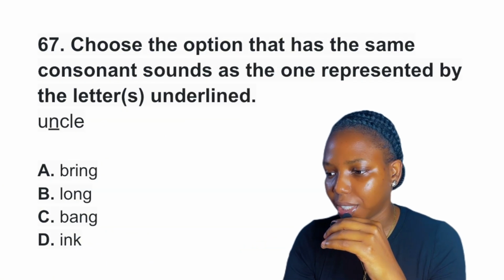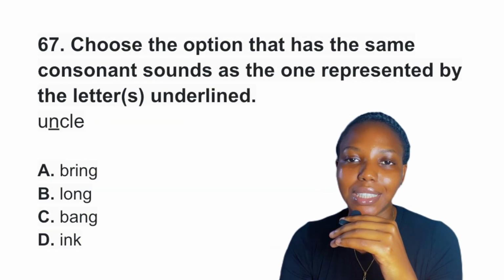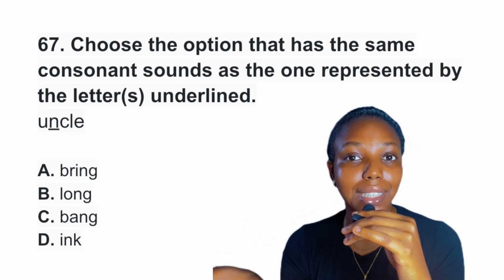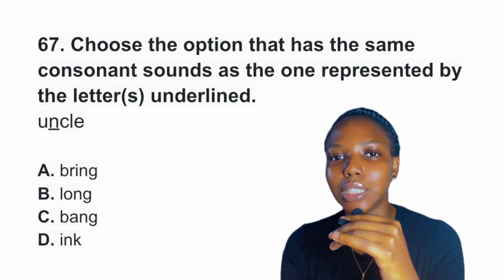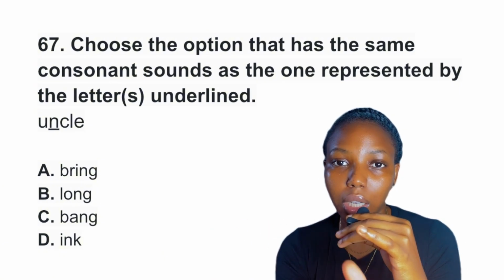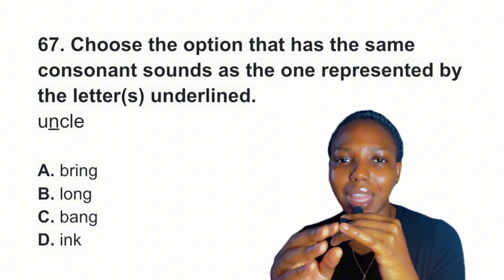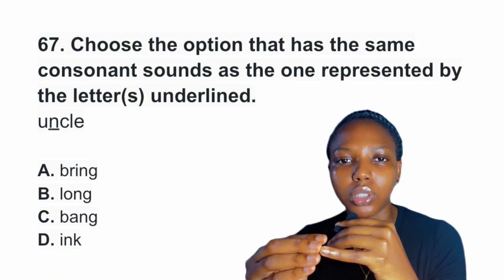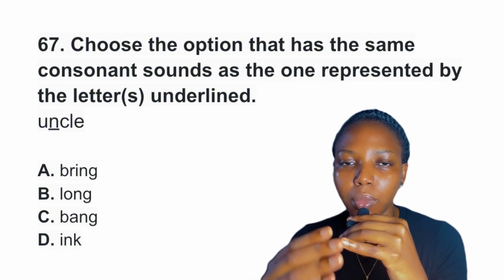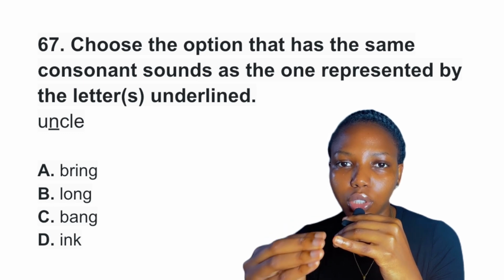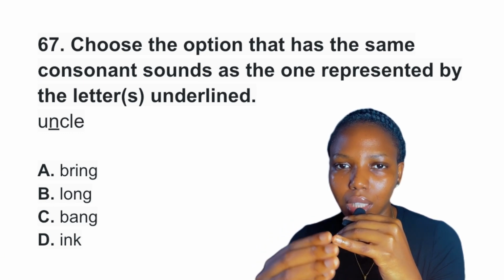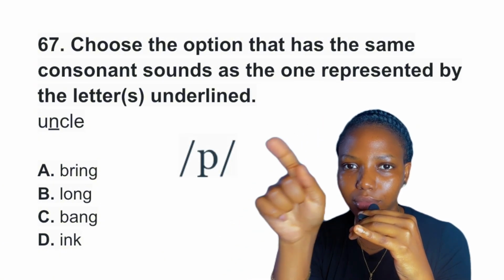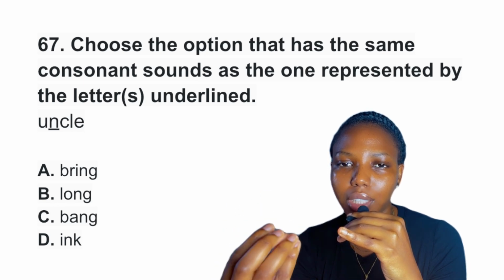Question 67. Choose the option that has the same consonant sound as the one represented by the letters on the line. So this is consonant sound. Let's go into the background. We have 21 consonant letters, but then we have 24 consonant sounds. So you can see that the difference is not much. And that's why they say it's so much easier to learn consonant sounds compared to vowel sounds, because the difference is not much compared to the consonant letters. Another reason why it's easier is because the graphical representation of consonant sounds is similar to the letters, like b, it is, right? P, it is. So the symbols are similar to the letters.